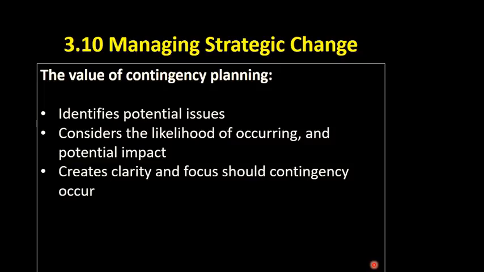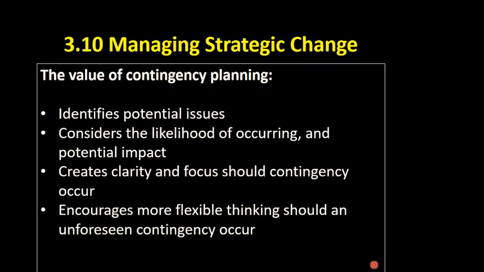The contingency planning will create clarity and focus should the contingency occur, because everyone should know what to do. You go into crisis mode, and if it's been clearly communicated, people are unlikely to be happy at the time, but at least they know that there's a plan which should help them perform, and they can concentrate on getting their jobs done, rather than there being confusion and chaos.